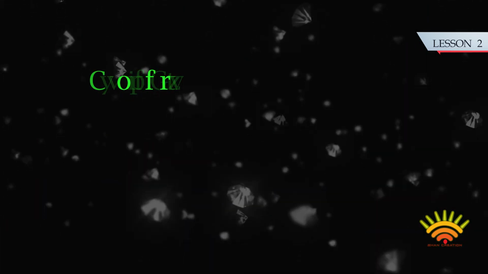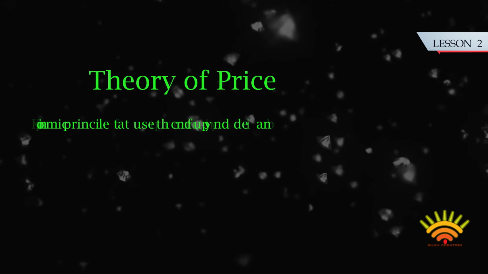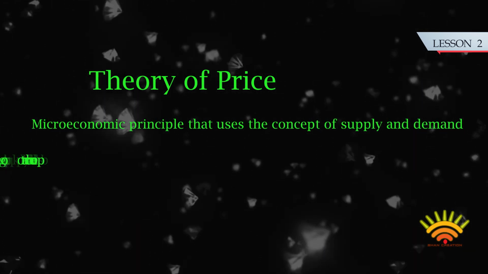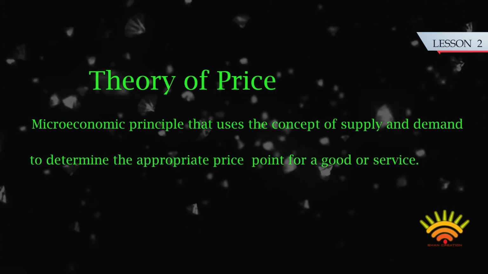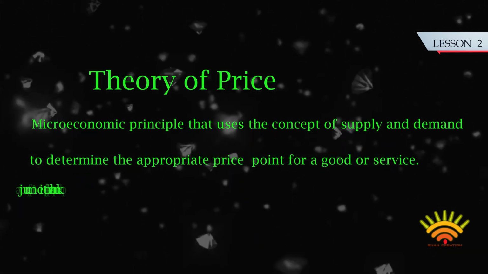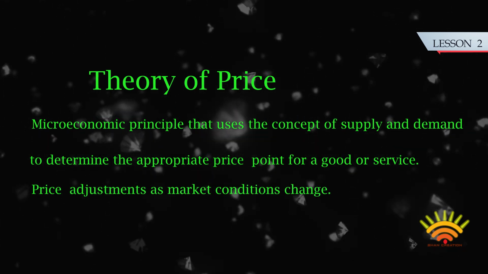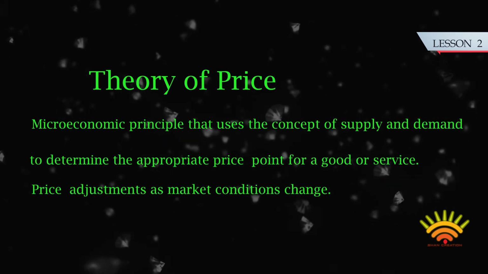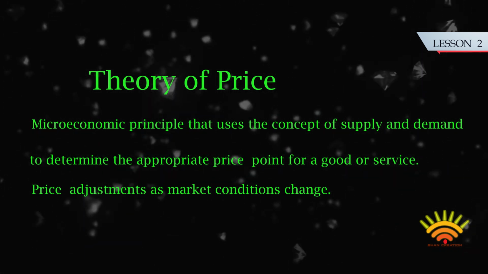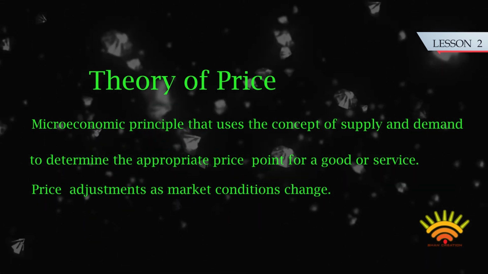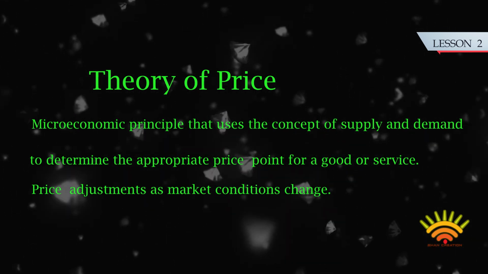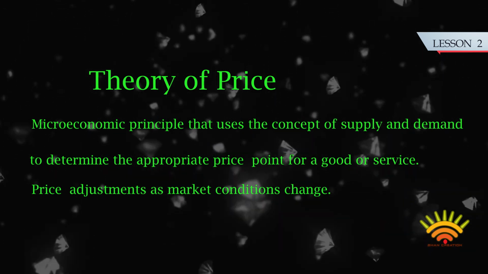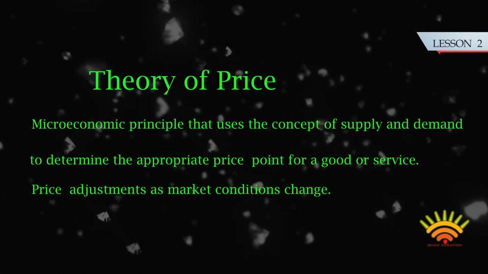The theory of price. The theory of price, or price theory, is the microeconomic principle that uses the concept of supply and demand to determine the appropriate price point for a good or service. The concept allows for price adjustments as market conditions change. For example, suppose that market forces determine the price of 1 kilo of sugar is 110 rupees. The organization should adapt the price to sustain in the market. Therefore, theory of price is very important to determine the price, which decides the consumer behavior.